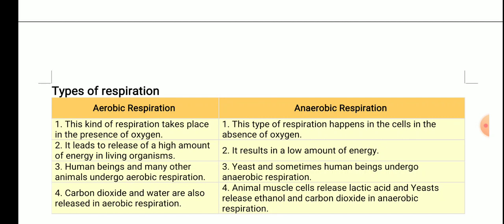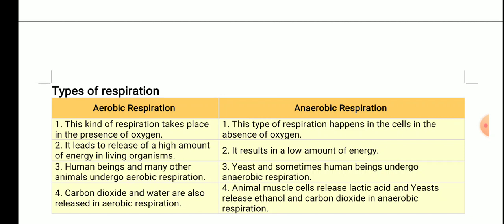So the kind of respiration that takes place in the presence of oxygen is aerobic respiration, and the type of respiration that happens in the cell in the absence of oxygen is anaerobic respiration. Second, it leads to release of a high amount of energy in living organisms for aerobic. The previous equation that we saw was about aerobic respiration. It leads to release of a high amount of energy, whereas anaerobic respiration results in a low amount of energy.